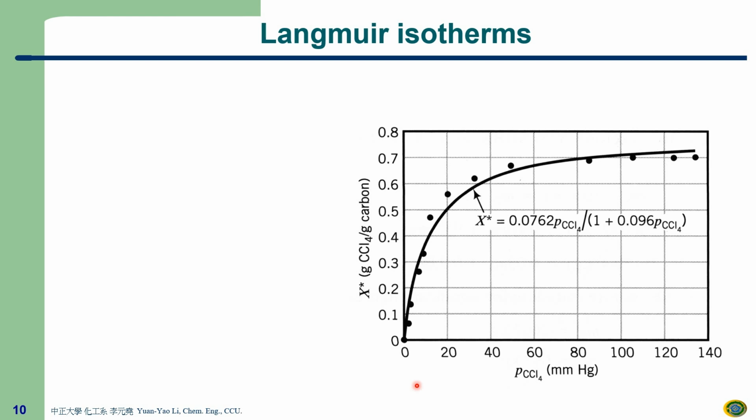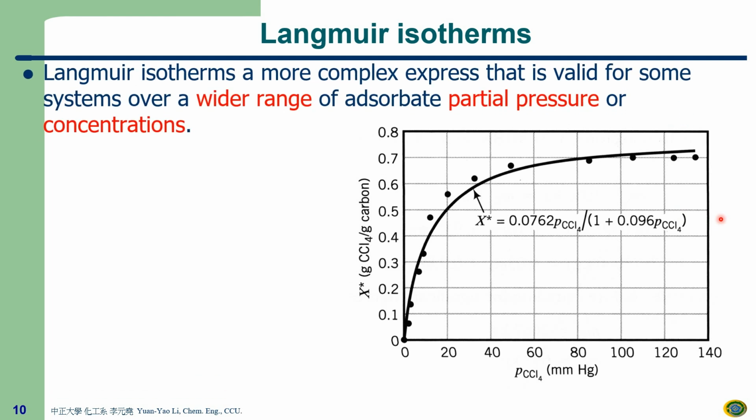Right, so Langmuir isotherms. This is the Langmuir isotherm. You don't need to worry about how the Langmuir isotherm was found. You don't need to remember or know that. I just tell you, the Langmuir isotherm is a more complicated expression that is valid for some systems over a wide range of the sorbate partial pressure or concentrations. So this is what we call the Langmuir isotherm.